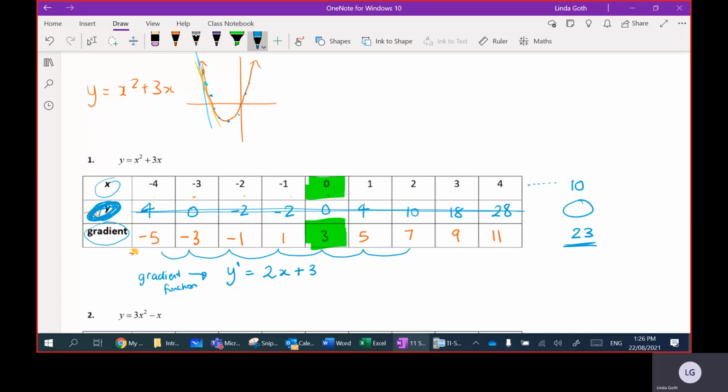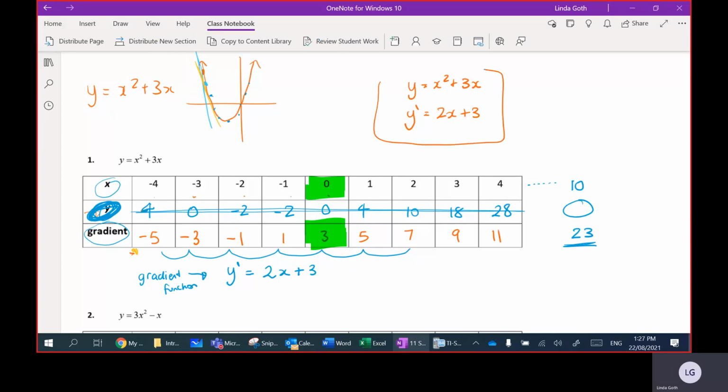So just to tidy up this one, we started with y equals x squared plus 3x, and we found that if we wanted to find the gradient of the tangent anywhere on that parabola, and we denoted that with y dash, it was equal to 2x plus 3. So this is what we're going to keep in mind and see if we can find some kind of pattern. You might already be able to see it. Let's move on to question number 2 now.